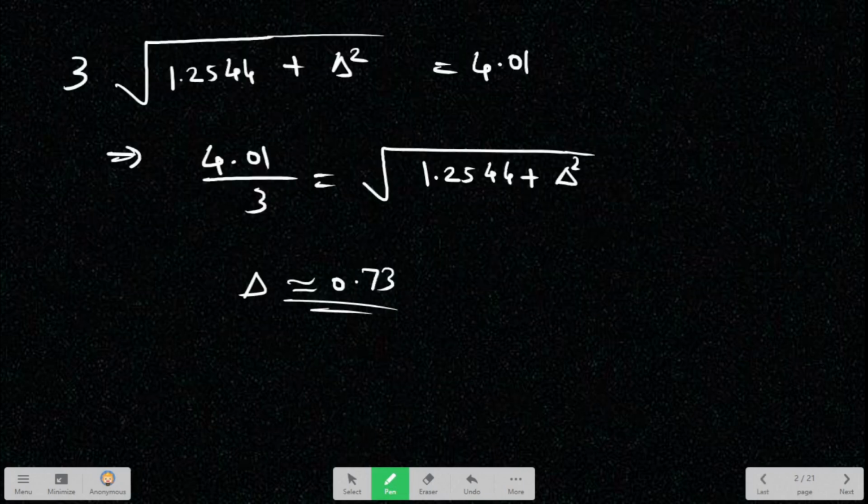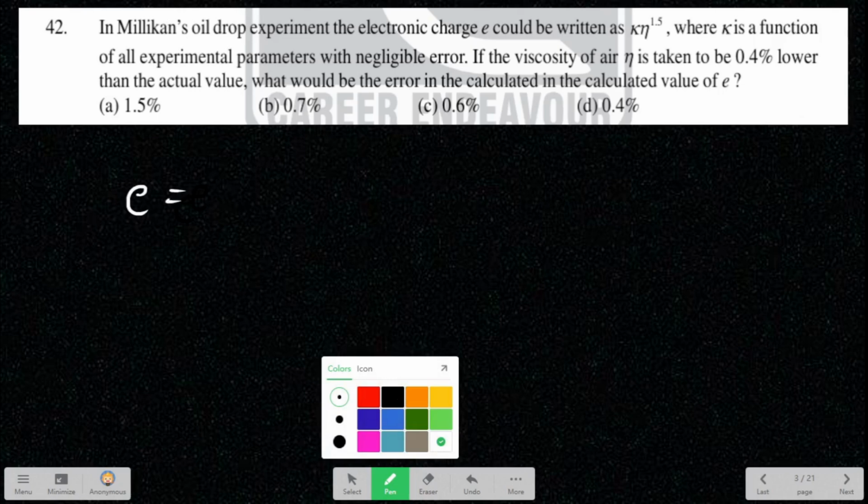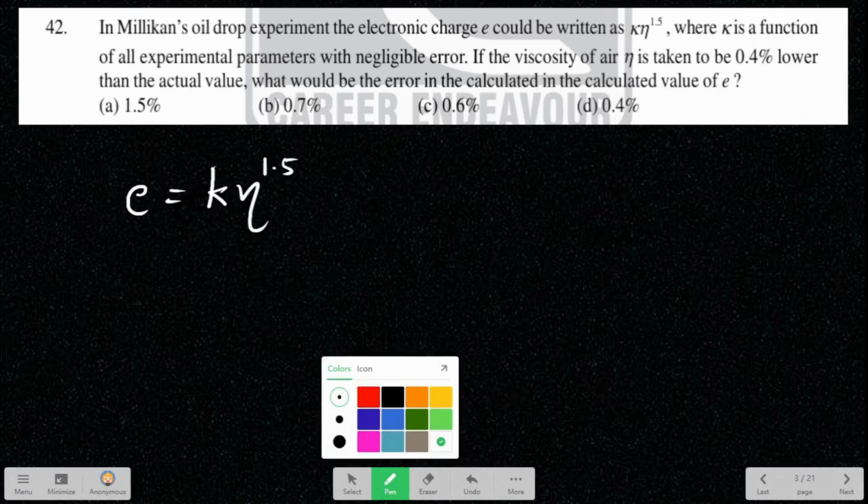Now let's go to the next question. This is a question from JEST 2015. Here we have electronic charge E is equal to K eta raised to 1.5, and we are asked to find the error in calculated value of E. Here there is a printing mistake. The word calculated is repeated twice. This is not needed. So what would be the error in the calculated value of E?